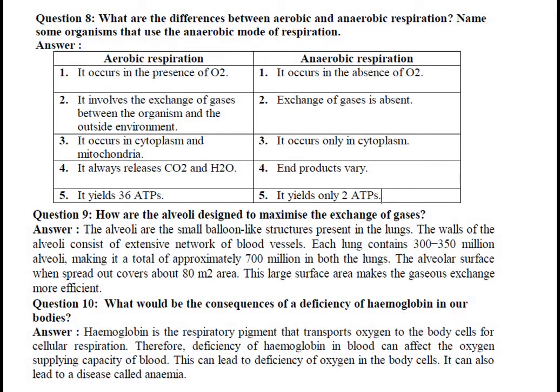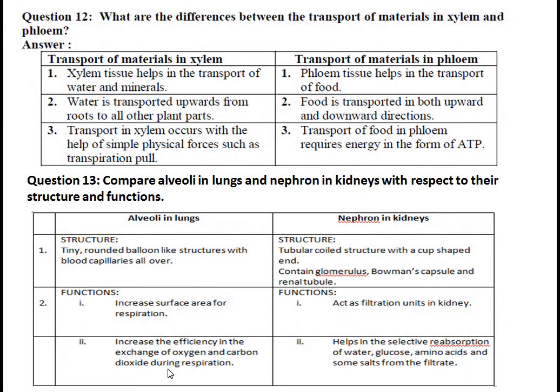How are the alveoli designed to maximize exchange of gases? Is given here. What would be the consequences of deficiency of hemoglobin in our bodies? What will happen? Anemia. It will lead to anemia. It affects the oxygen supply capacity of blood. What are the differences between transport of materials in xylem and phloem? Okay, this.